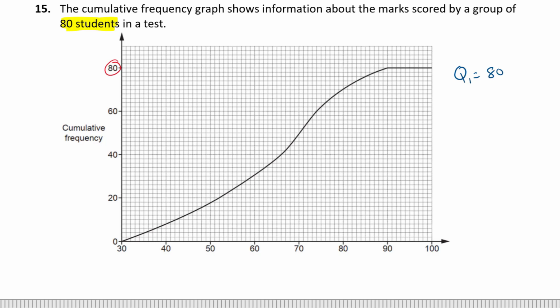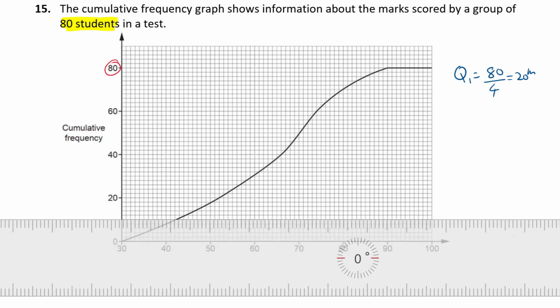Now, if the number of elements is small, you should really add 1 before you divide by 4. But if I've got 80 elements, then adding 1 isn't going to make a great deal of difference. I'm just not going to bother. So 80 divided by 4 is 20. So our Q1 is going to be the 20th value in our data set. It doesn't mean that Q1 is equal to 20.